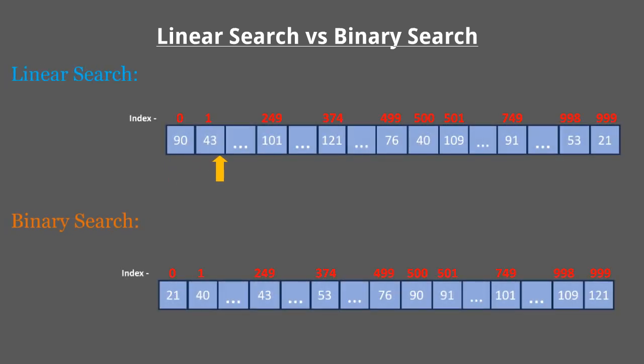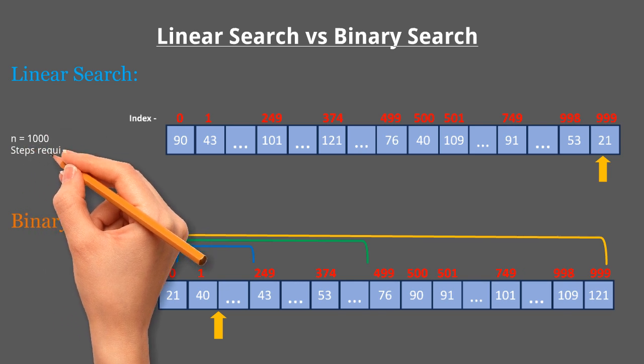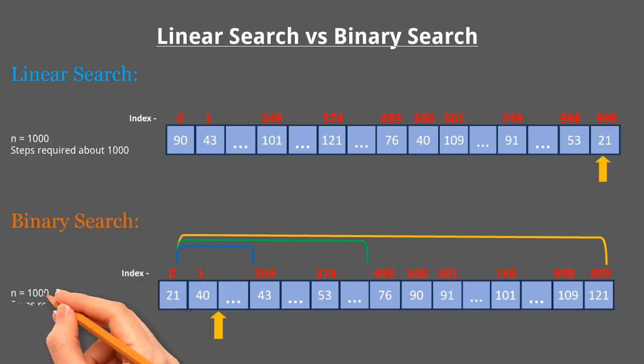Linear search checks each element one by one, taking up to n steps for n elements. Binary search divides the array in half each time, taking about log n to the base 2 steps. For n equals 1000, linear search might need 1000 steps, while binary search might need only about 10.